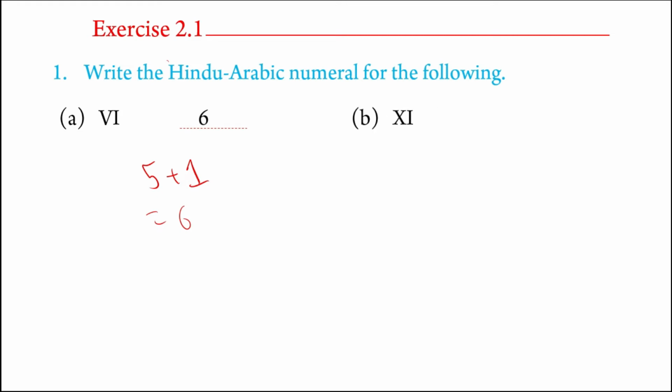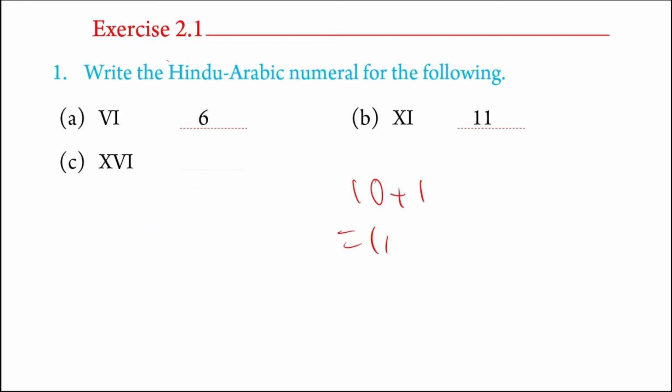B is XI. X is equal to 10 and I is 1. That means 11. C is XVI. X is 10 plus V is 5 plus I is 1. That means 10 plus 5 is 15 plus 1 is equal to 16.